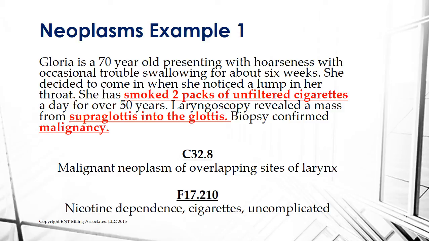These are great notes because the notes indicate the site, so that they state the supraglottis into the glottis, so that's the larynx. It also states the type of the neoplasm, so it's malignant. And it also goes over the contributing factors, stating that Gloria smoked 2 packs of cigarettes per day.